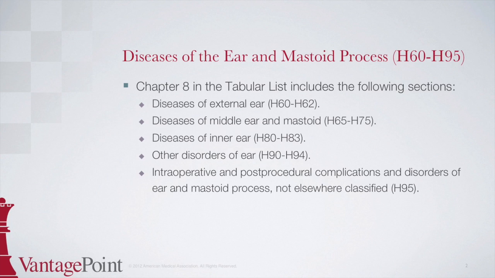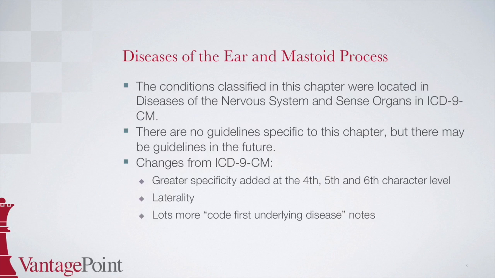As you can see on this slide, the codes for this chapter start with the letter H. If you remember from ICD-9, these codes all started with number 3 and were part of the nervous system chapter. ICD-10 created a separate chapter for diseases of the ear and greatly expanded the number of codes due to increased anatomic specificity, including laterality, which is extremely important for conditions of the ear. One more change from ICD-9 is that there are many more code-first underlying disease notes.